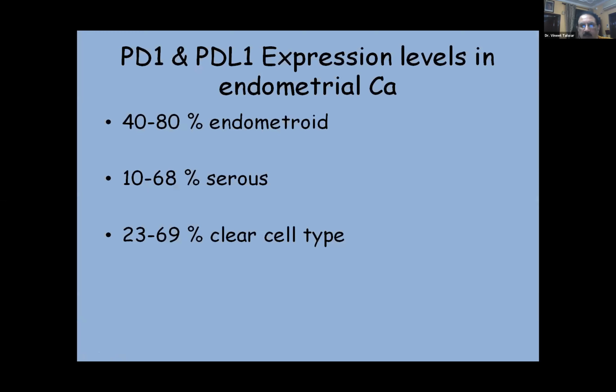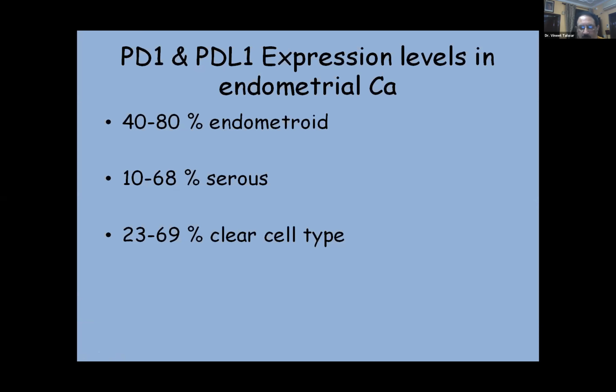Also, along with that, it has a high PD-1 and PD-L1 expression level, which can be used when we give the immunotherapy drugs. In the various types, that is serous, endometrioid, and clear cell type, you have a range of about 20 to 80% between all these three. And these also can be exploited whenever you give treatment for endometrial cancer.